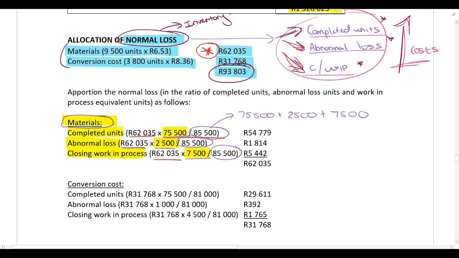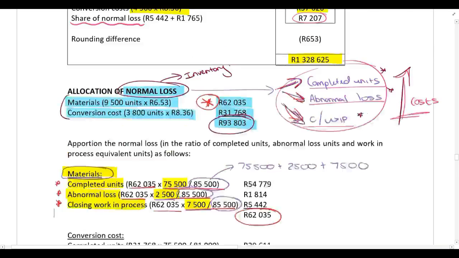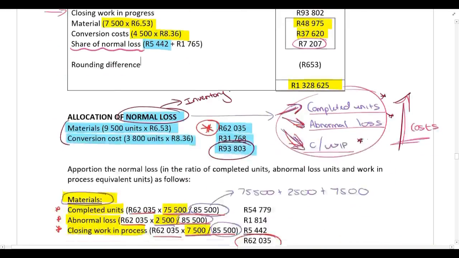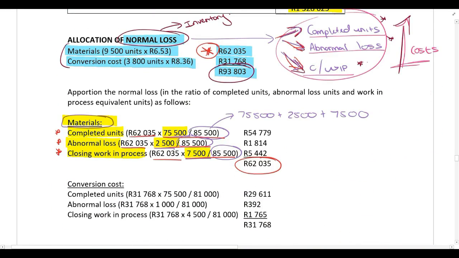We use the units of our quantity statement to apportion it, and we split that cost between the three different categories that they need to be split. And if we go up to our allocation statement above, we've done those three calculations over there. Now all we need to do is exactly the same thing for conversion. So I know what my normal loss for conversion was. It was 31,768.